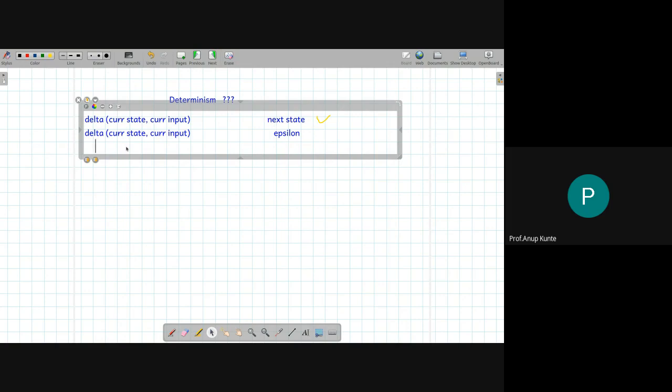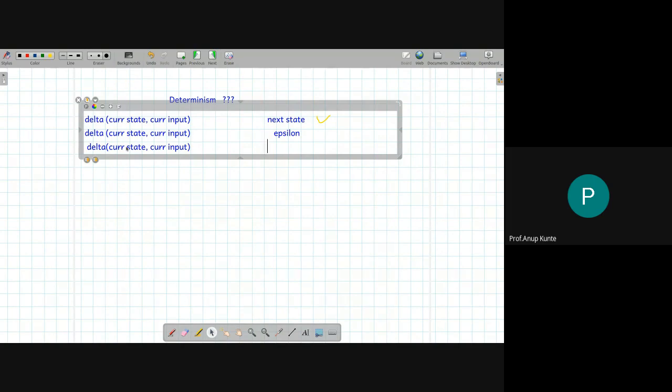Now the third alternative that can happen is this. In the physical world, the physically existent world, we never see that when we are in a particular state and a particular input comes, we end up in multiple states. For instance, if I have water and I heat it, I get vapors. If I have ice and I melt it, I get water. If I have water and I freeze it, I get ice.